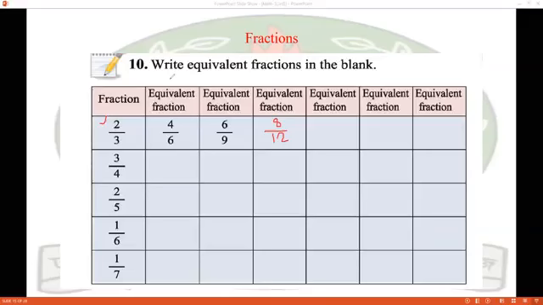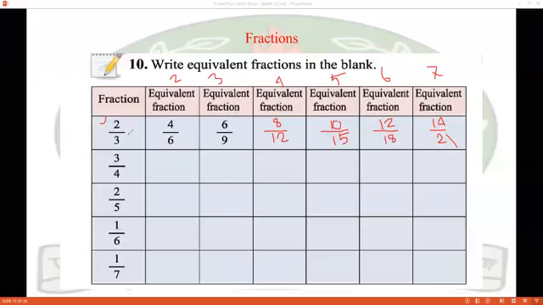Here in this row, multiply by 2, here 3, here 4, 5, 6 and 7. Here we multiply by 5. Then we get 10 and 15. Here we multiply by 6. We get 12 and 18. Here we multiply by 7. We get 14 and 21. All these fractions are equivalent to 2 by 3.